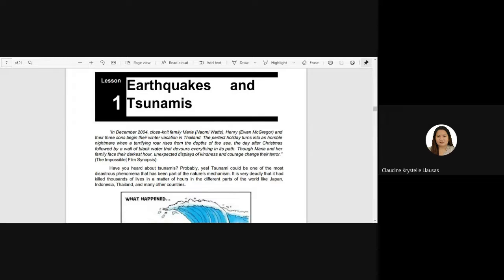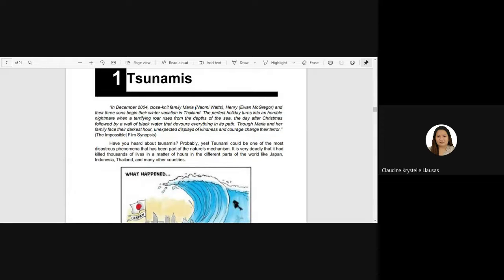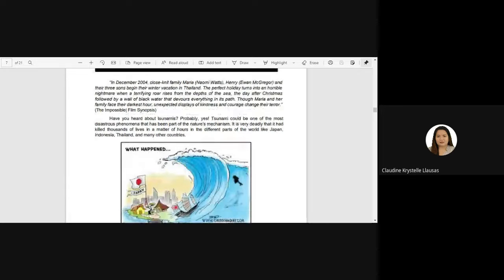In December 2004, close-knit family Maria, Henry, and their 3 sons begin their winter vacation in Thailand, Indonesia. The perfect holiday turns into a horrible nightmare when a terrifying roar rises from the depths of the sea. The day after Christmas. Imagine na, tsunami after Christmas. Di na siya gaila og okasyon. Followed by a wall of black water that devours everything in its path. Though Maria and her family faced their darkest hour, unexpected displays of kindness and courage changed their terror.